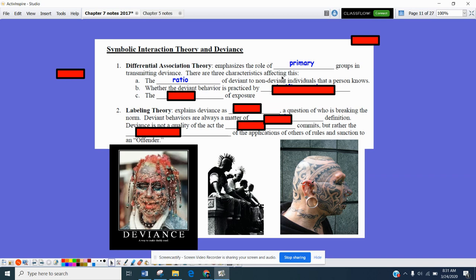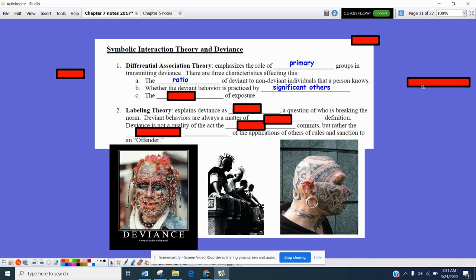Number two, whether the deviant behavior is practiced by a significant other. So if a parent or a good friend is practicing these acts, there's a better chance that I am going to be involved in that as well.